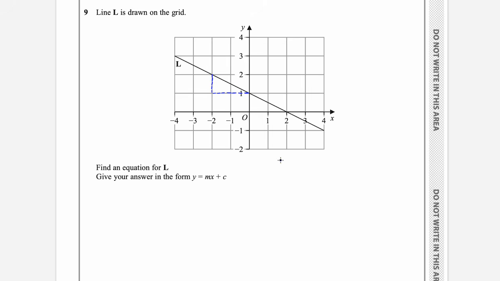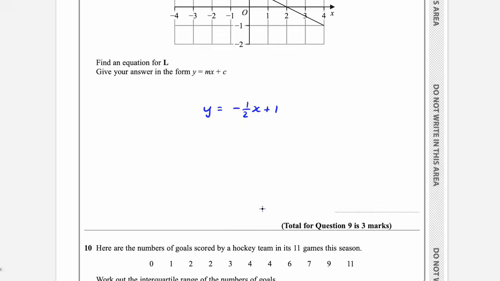So our m is equal to negative, because it's going down, so it's negative, rise over run, so it's 1 over 2. So it's negative 1 over 2. And the c is equal to the y-intercept, which is 1. So my equation is just y equals minus a half x plus 1.